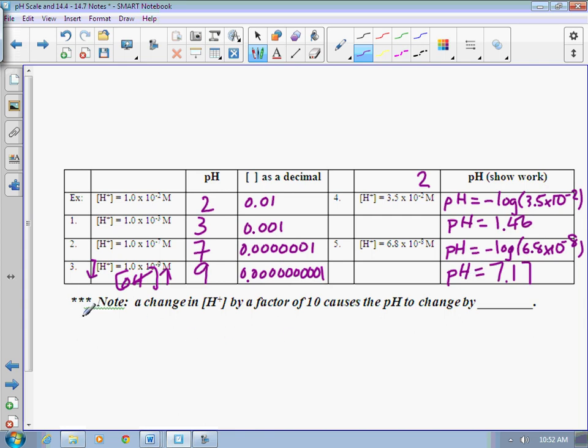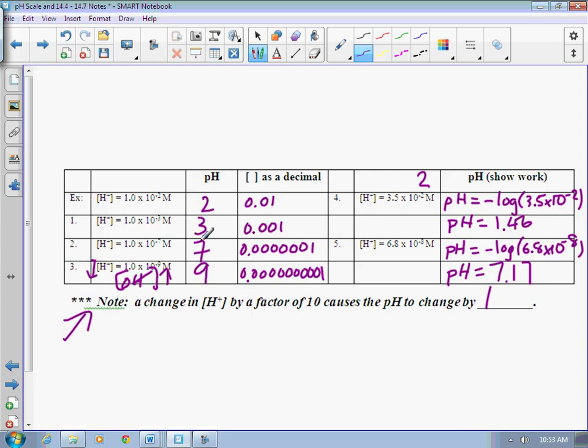Okay, big take-home message here. Note, a change in H plus by a factor of 10, so going from 0.01 to 0.001, that's a factor of 10, causes a pH to change by 1 pH unit.